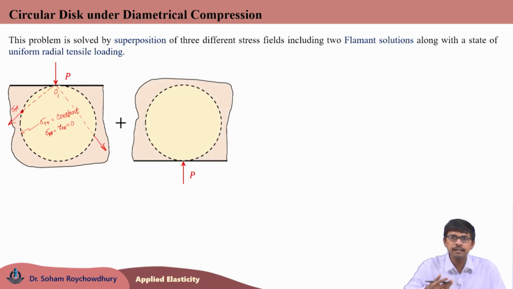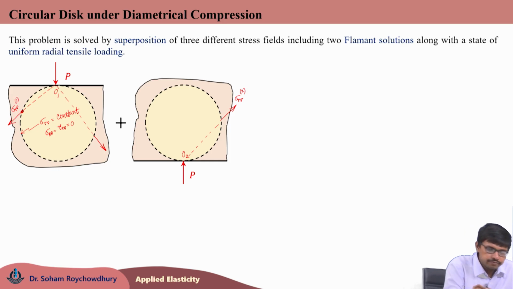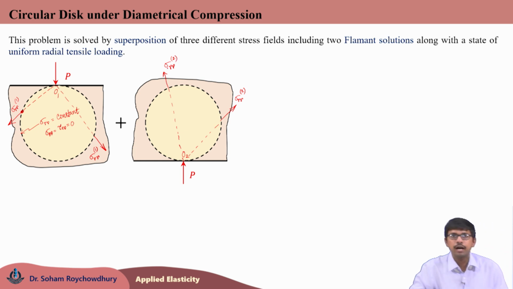Then we are considering another Flamant problem, the flipped elastic half space, where the free surface is on the bottom, the elastic half space extends towards the top, and the load P is acting there. For this case, let us say O2 is the point of application of the load. Here we will have some other sigma RR2. Let us say the previous one is sigma RR1. For the second Flamant solution, at any point we are going to have only a radial stress distribution like this, which is written as sigma RR2.